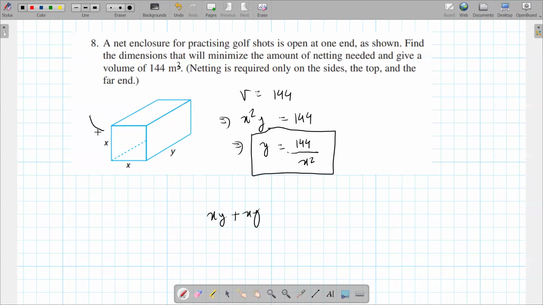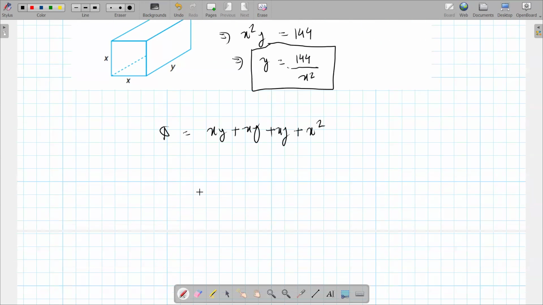What about this side face, this one? It's also XY. What about the back face? That's X squared. So there we go. This is our area function. Let's do our substitution because we have 2 variables, and we don't like 2 variables. This is 3xy plus x squared.